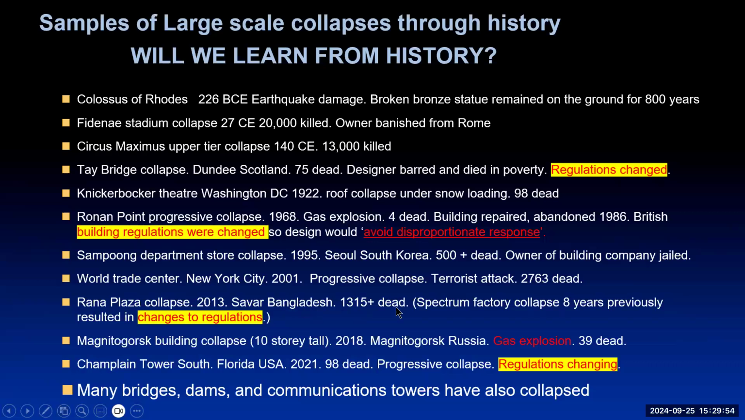Bangladesh, there was a building used as a factory, and it collapsed. It just became old in 2013. 1,300 people were killed. And Sampung department store in South Korea, 500 dead. Those are buildings which have just deteriorated over a long time.